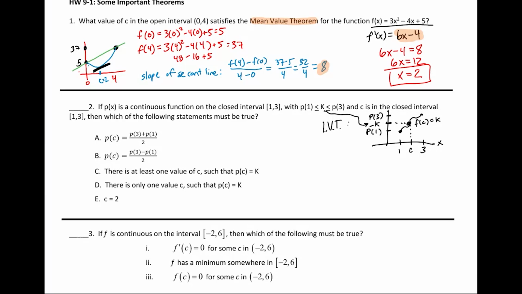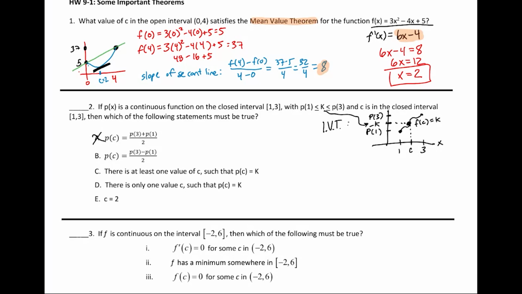So let's go through our answer choices and see which one makes the most sense here. A says that p of c equals p of 3 plus p of 1 divided by 2. Okay, so half of, well, this doesn't have to be true, right? It might be true, but it doesn't have to be true. It doesn't even tell us what c is. So c could be anything. It doesn't have to be halfway in between p of 3 and p of 1. It might be above p of 3, it might be below p of 1. It may just be somewhere in between that interval, but not necessarily equal to the average of those two.